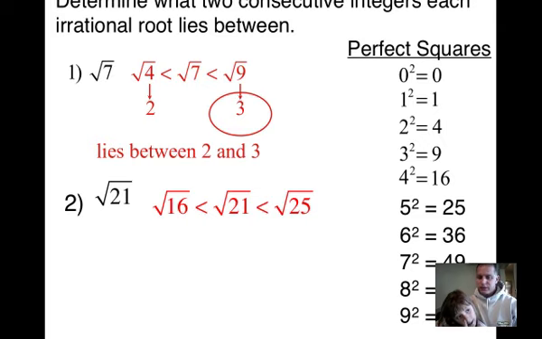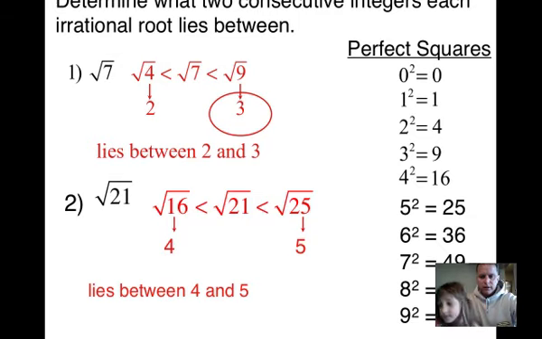What times itself? No, that's 8 plus 8. What times itself? 4 times 4 is 16. How about 25? Do you know what number times itself equals 25? 5. There you go. So the square root of 21 is somewhere between 4 and 5. So it's probably closer to 5.